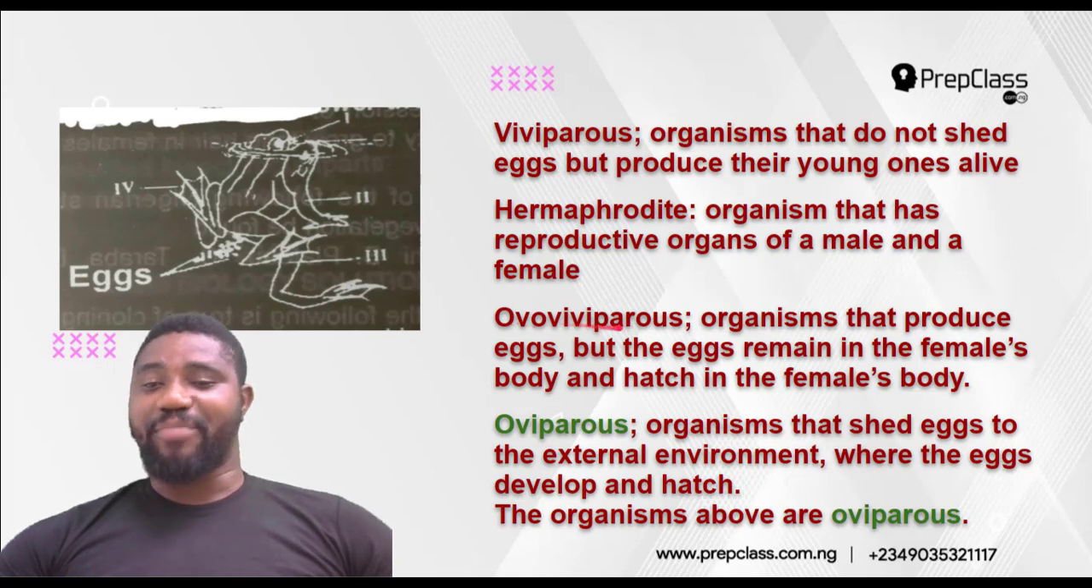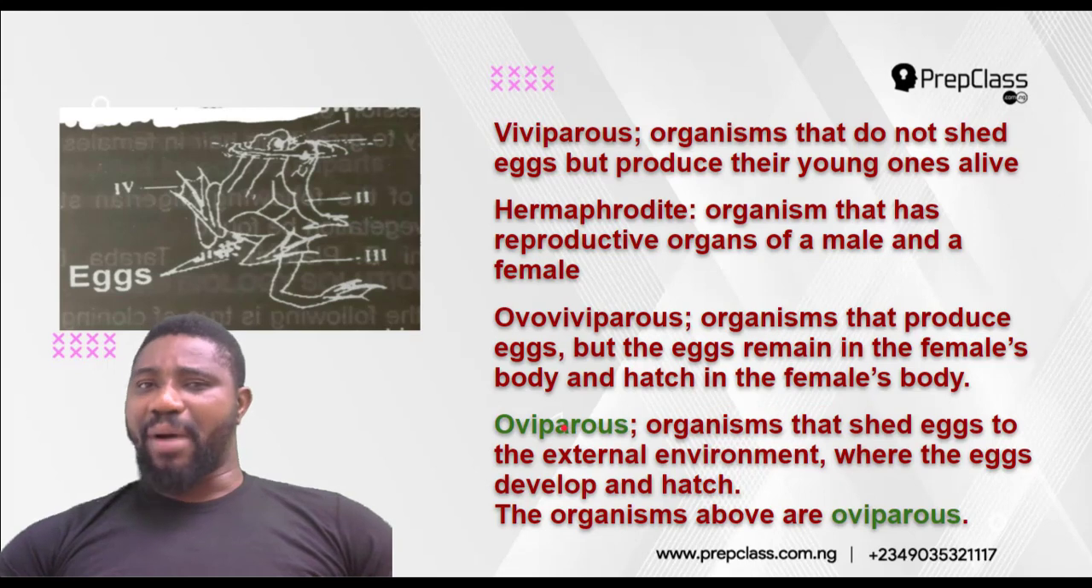Ovoviviparous. Now, ovoviviparous organisms are organisms that produce eggs. But the point is that the eggs remain in the female's body and hatch in the female's body. Some fishes are ovoviviparous. They don't lay eggs. Rather, they produce the eggs. The eggs hatch in the female's body and they now give birth to the young.